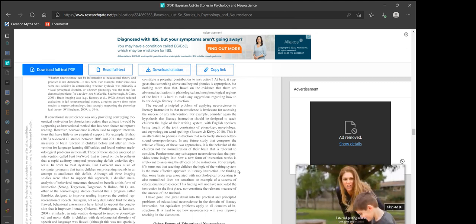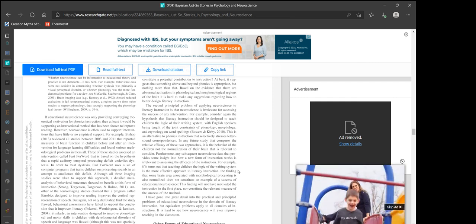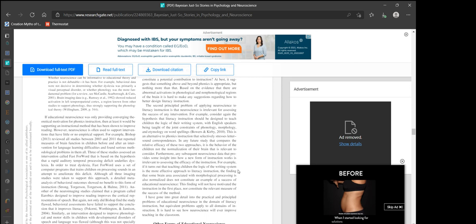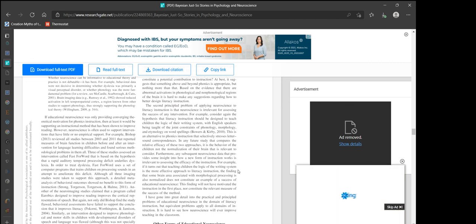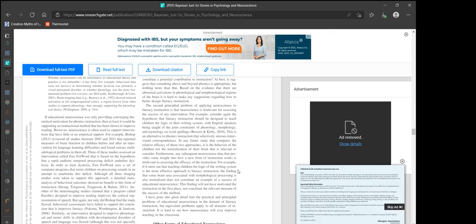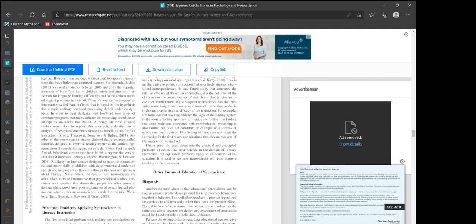Three of these studies assessed an intervention called Fast Forward, that is based on the hypothesis that a rapid auditory temporal processing deficit underlies dyslexia. In order to treat dyslexia, Fast Forward uses a set of computer programs that trains children on processing sounds in an attempt to ameliorate this deficit. Although all three imaging studies were taken to support this approach, a detailed meta-analysis of behavioral outcomes showed no benefit to this form of instruction.